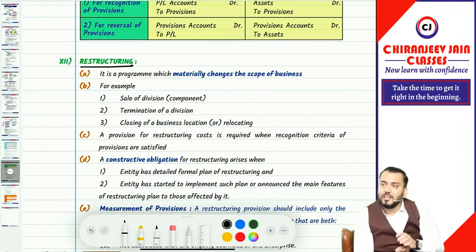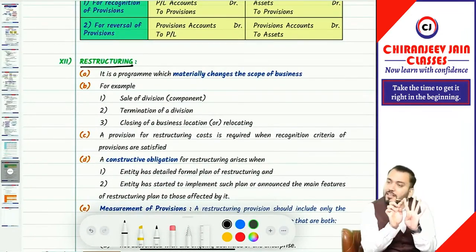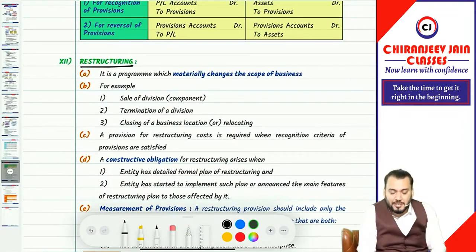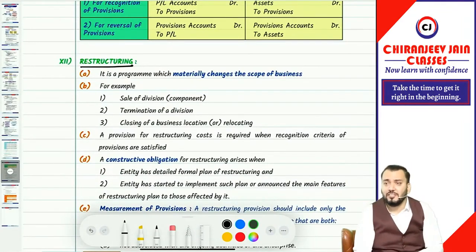Restructuring. So there are four special points. Understood? First is what? Reinvestment. Second is future operating loss. Third is what? Executive contract, which become onerous. And last is what? Restructuring. What is the meaning of restructuring?